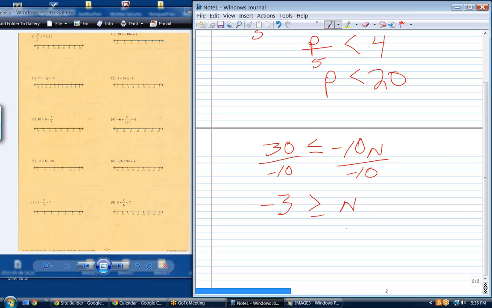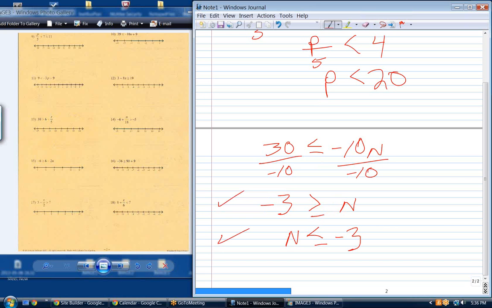So now rewrite this for me, only get the n on the left. So would it be n is greater than or equal to -3? Or less than or equal to -3? Remember that this thing has to always point to the n, even if I switch it around. The vertex of this greater than sign or less than sign has to be pointing at the n, regardless of whether I have it written this way or this way.